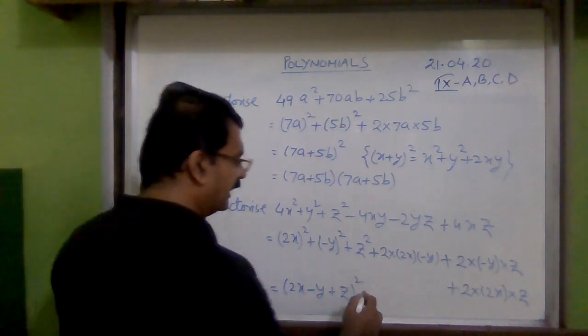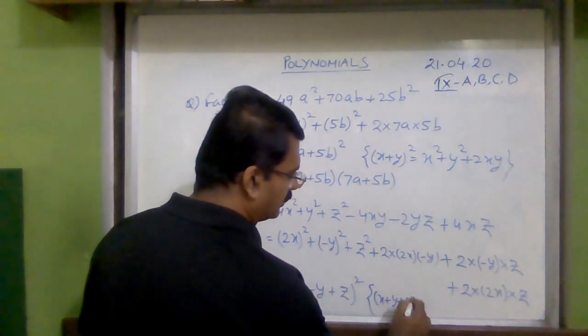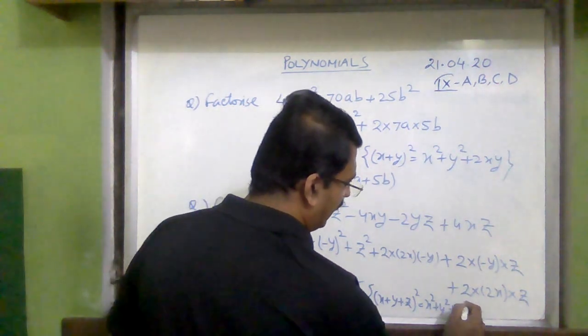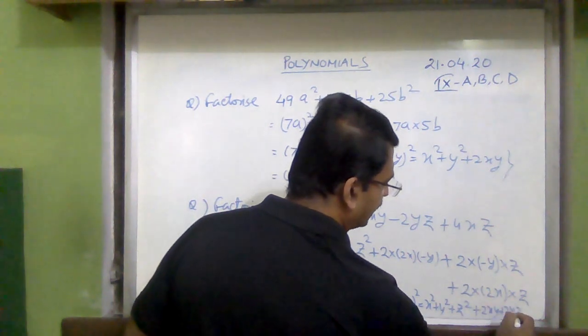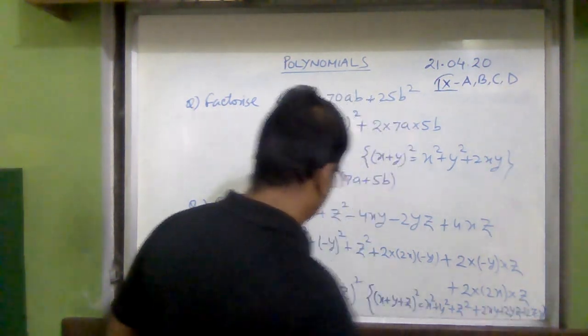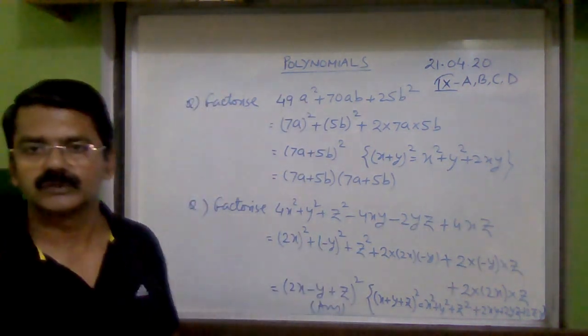Clear? So the formula that we have used here is (x plus y plus z) whole square is equal to x square plus y square plus z square plus 2xy plus 2yz plus 2zx. Okay, so this is your answer. Clear?